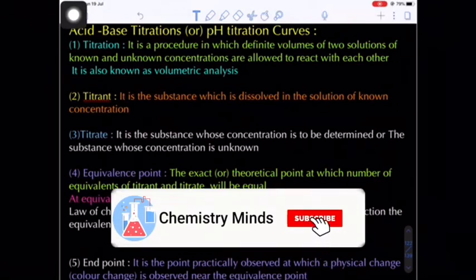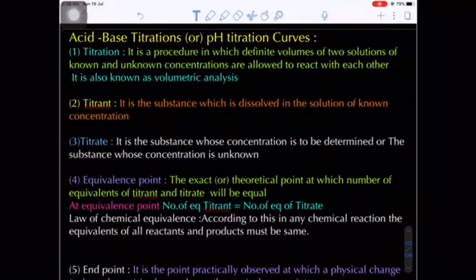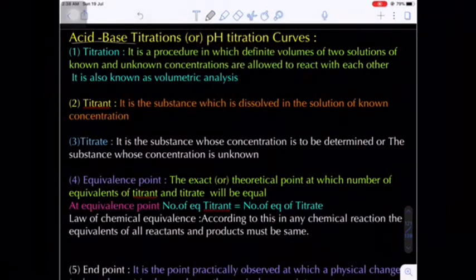Hello students, in the last lecture we completed the problems regarding the buffer solution. Yes or no? In today's lecture, what we are going to discuss is a very important topic, the acid base titrations. It is also known as pH titration curves. This is a very important topic from the advanced point of view.